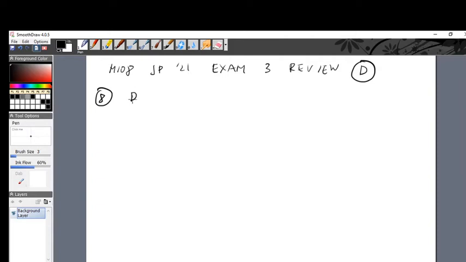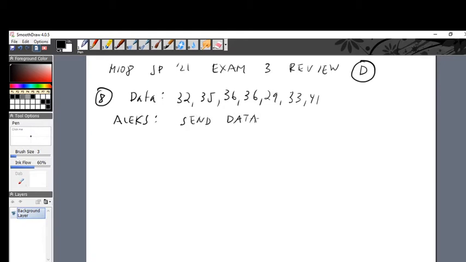Okay, here comes the data. The data is as follows. It's 32, 35, 36, 36, 29, 33, 41. Now Alex has a button right underneath that says send data to calculator.